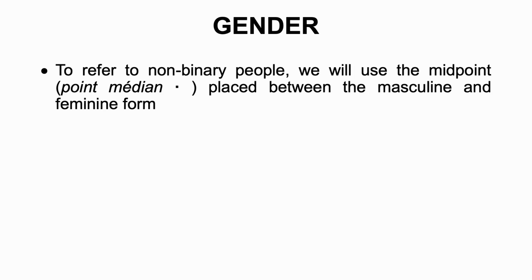To refer to non-binary people, we will use the midpoint, the point médian, placed between the masculine and feminine form. For instance, un étudiant, masculine. As for feminine form, une étudiante with an extra E. So to make the non-binary, you're going to have a midpoint between un and the E of the indefinite article, and then you will have the midpoint right before the feminine E.